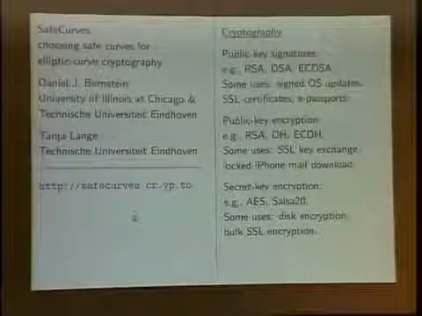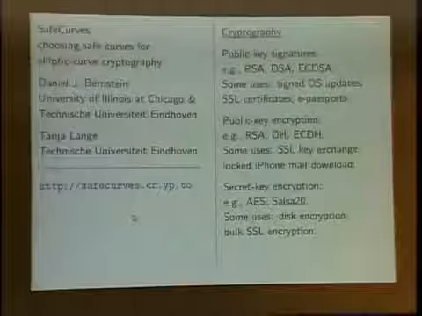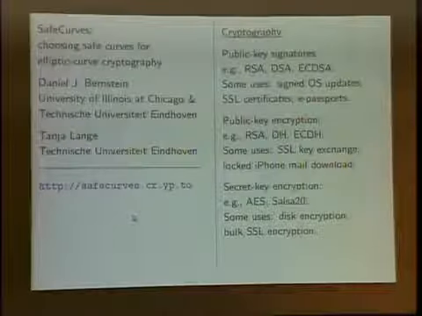Bernstein and Tanja Lange talking about SafeCurves, their new mechanism for choosing safe elliptic curve cryptographic curves.